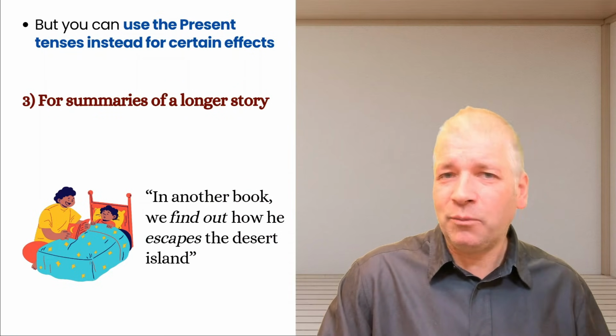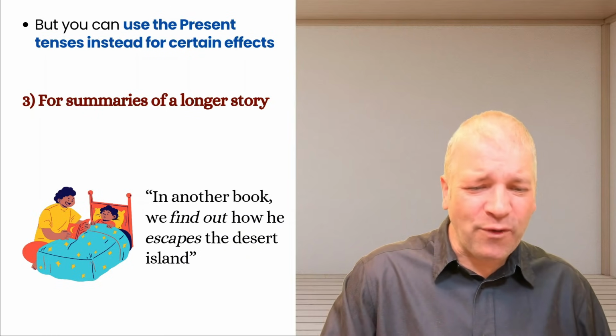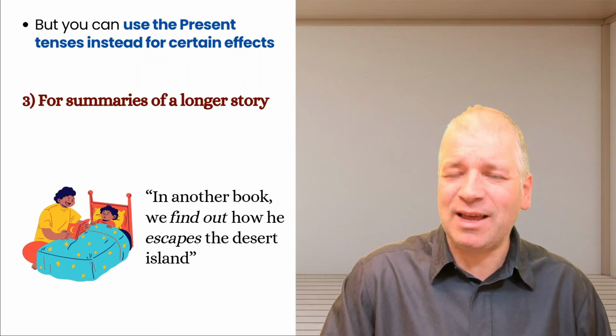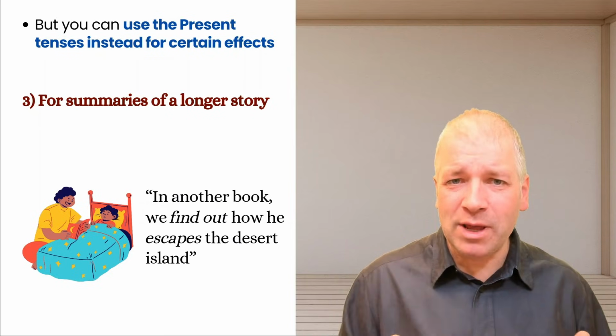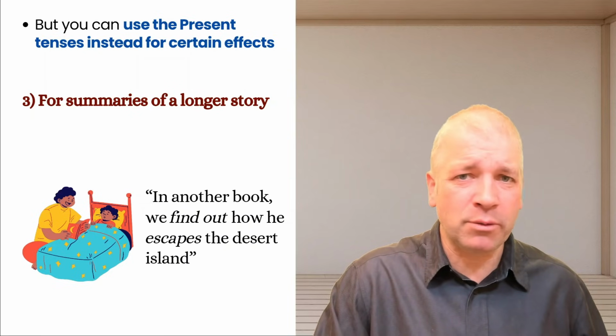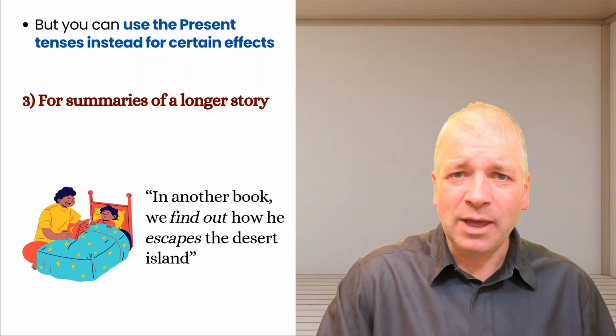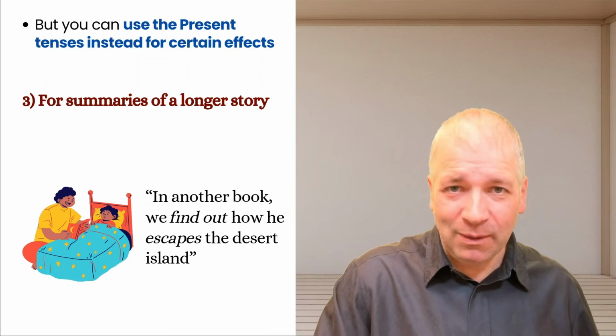So the dad finishes the story and then tells his child, in another book, we find out how he escapes the desert island. A quick summary of the whole book. And you'll find that people will do that in book reviews, newspapers, magazines, journals. It's very, very common, even though the story, of course, happened in the past.